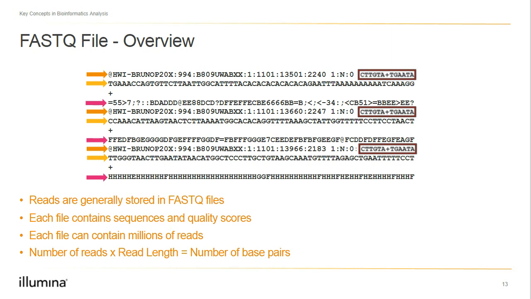This example only shows 3 reads. However, an actual FASTQ file will contain millions, possibly even billions of reads, depending on your design considerations. If you take the number of reads and multiply by read length, we'll obtain the number of base pairs. For this example, we have 3 reads times a length of 66, which means we have 198 base pairs of data.